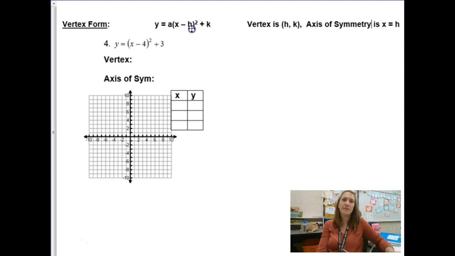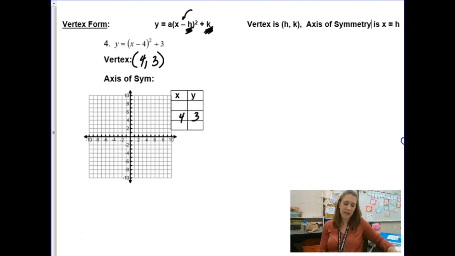So the vertex is going to be located at the ordered pair h, comma, k. But I want you to notice the built-in negative. This is just like how we taught absolute value functions. You have that built-in negative, so you have to, quote, think opposites if you want to think of it that way. So in this case, the vertex would be at positive 4, 3.